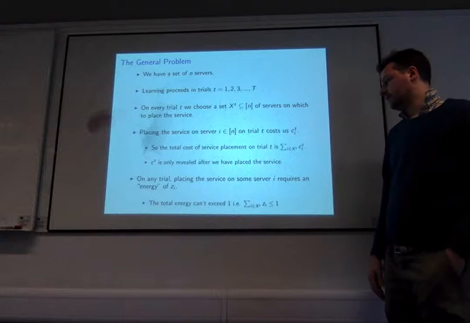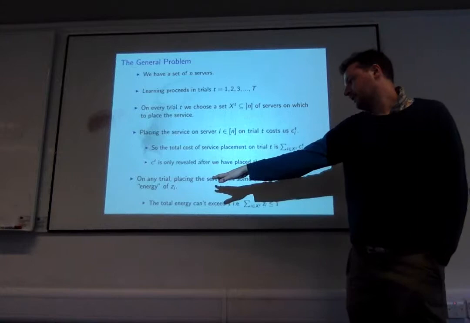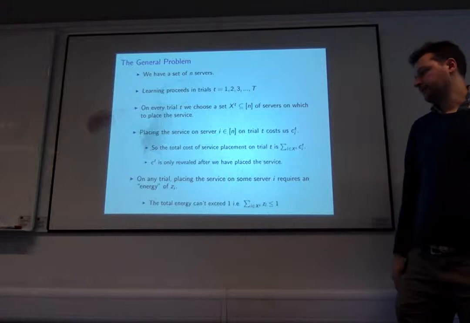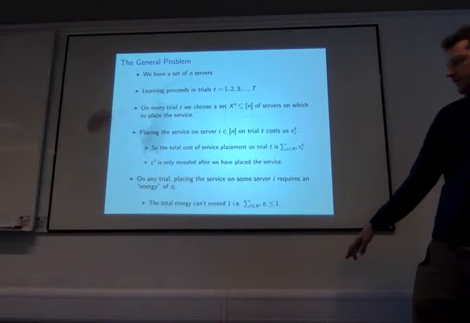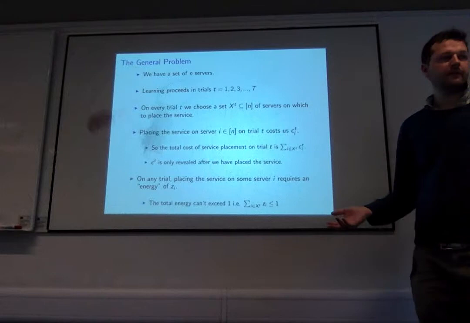And on any trial, placing a service on some server requires a certain energy Z_i. So the Z_i is really representing weights of items in knapsacks. The total energy can't exceed one. Basically, it's saying the same thing as the total weight of the items in the knapsack isn't more than 1 kilogram.